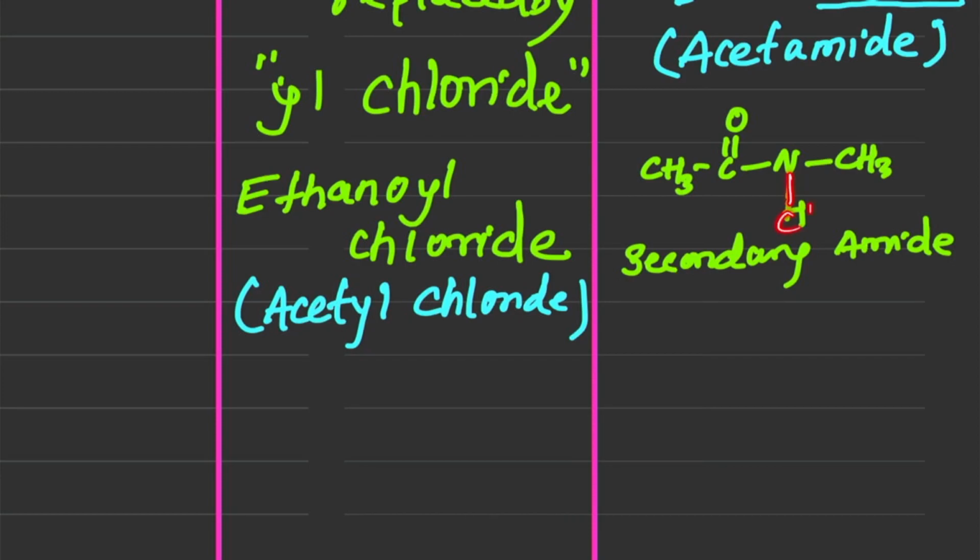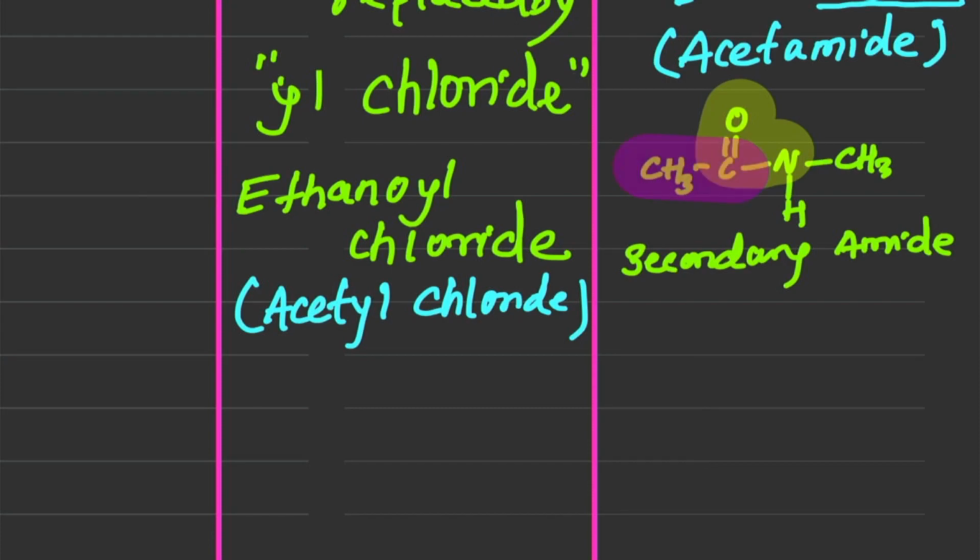When you have other carbon chains here, that would be tertiary. So this is a secondary amide. So how would you name it? Same pattern: find the longest chain containing the functional group. In this case, our functional group is amide, but the longest chain containing the amide is going to be these.